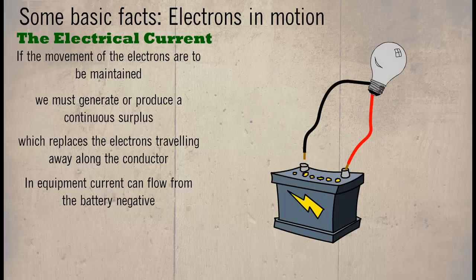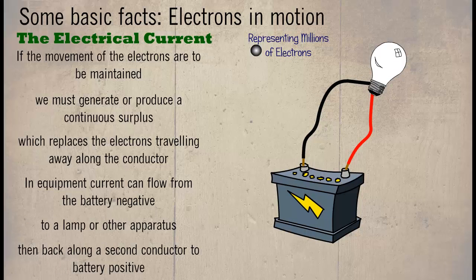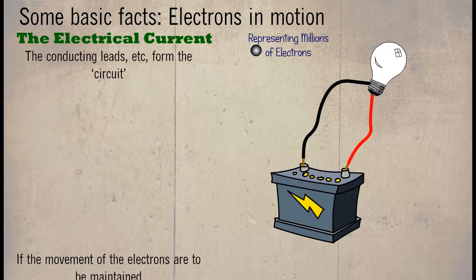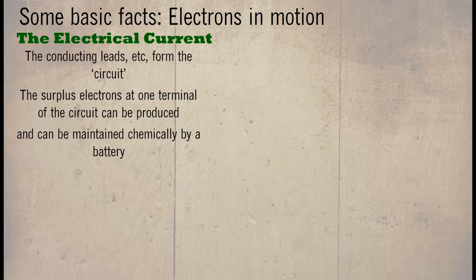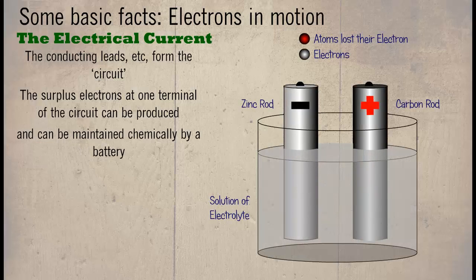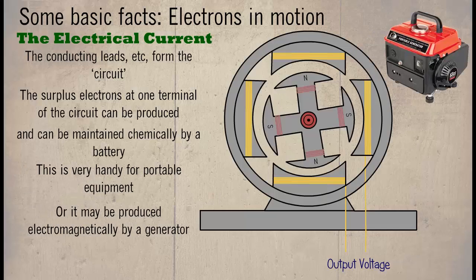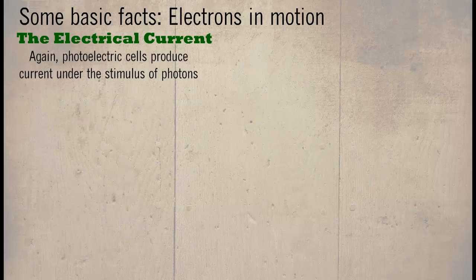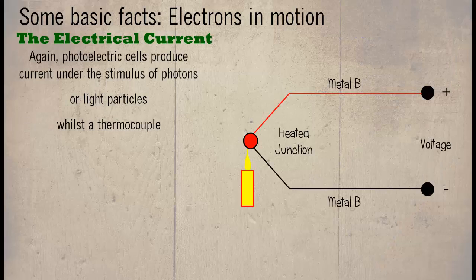In equipment, current can flow from the battery negative to the lamp or other apparatus, then back along a second conductor to the battery positive. Conducting leads, etc. form the circuit. The surplus electrons at one terminal of the circuit can be produced and maintained chemically by a battery. This is very handy for portable equipment, or it may be produced electromagnetically by a generator. Again, photoelectric cells produce current under the stimulus of photons or light particles, whilst a thermocouple or junction of different metals produces current when the temperature is raised.